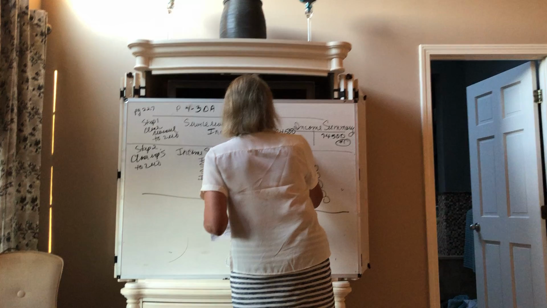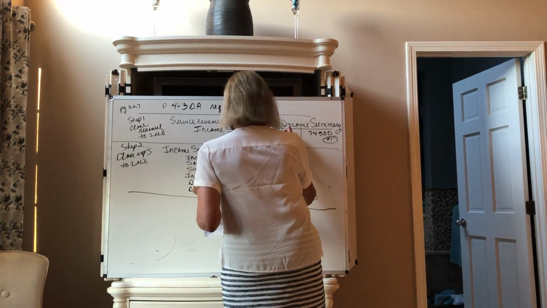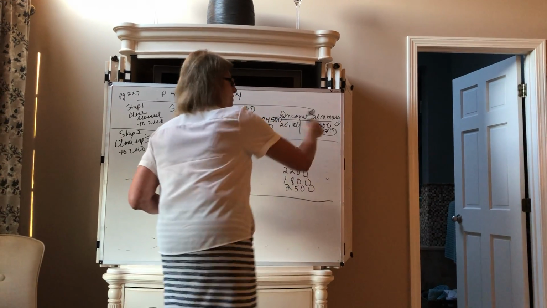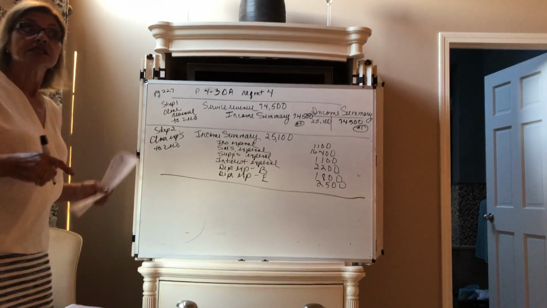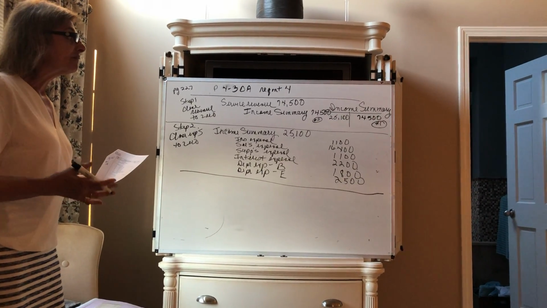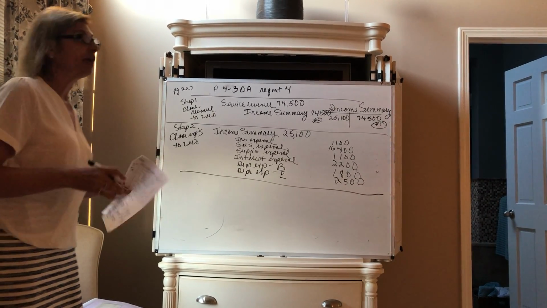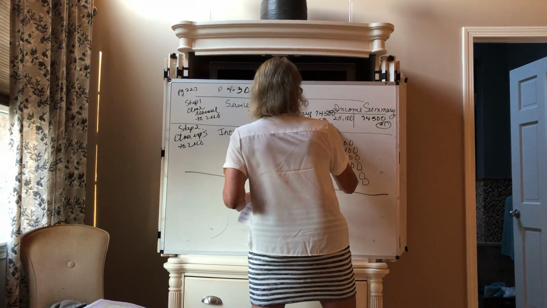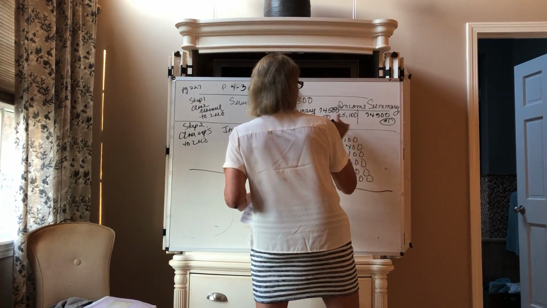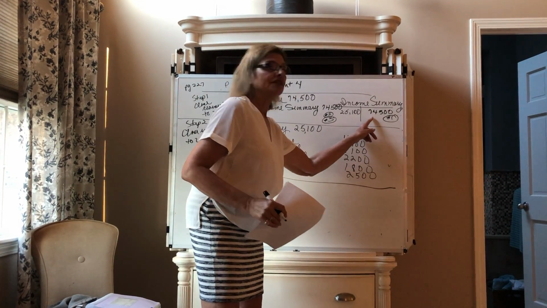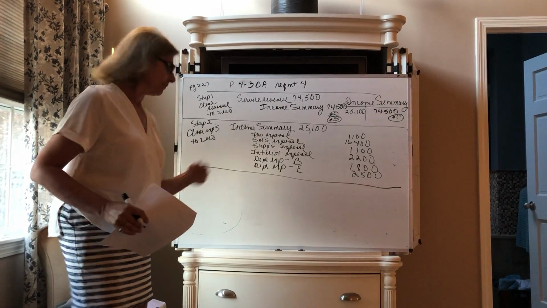Number 2, 25,100. And you can see revenue is a lot more than expenses. We do have a net income. The difference between 74,500 and 25,100, 49,400. That's going to be number 3, which is going to be here. Because that's what you want to see. You want to see the credit side higher for the revenue.